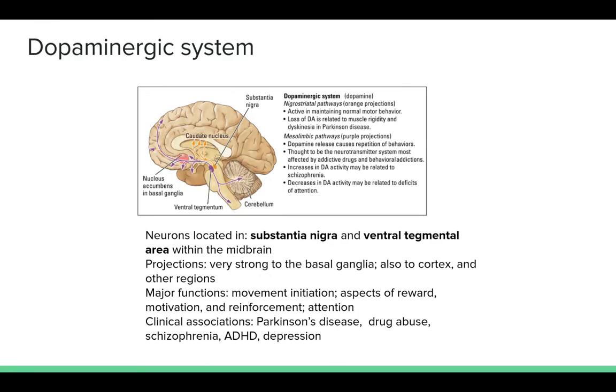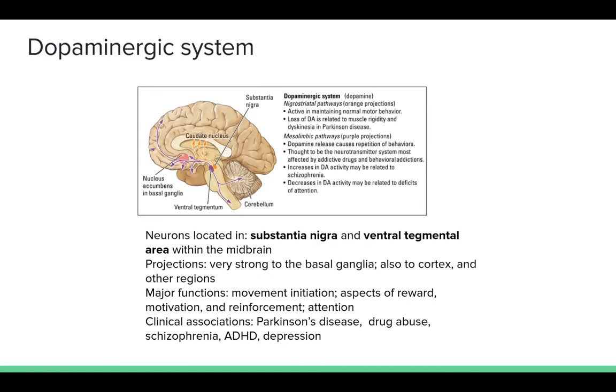Clinically, we've already talked about the role of dopamine in Parkinson's disease. Remember, it's the loss of dopamine neurons and the loss of dopamine signaling that is responsible for many of the major symptoms in Parkinson's disease. And in fact, one of the first and most basic treatments for Parkinson's disease is a drug that essentially enhances dopamine signaling.